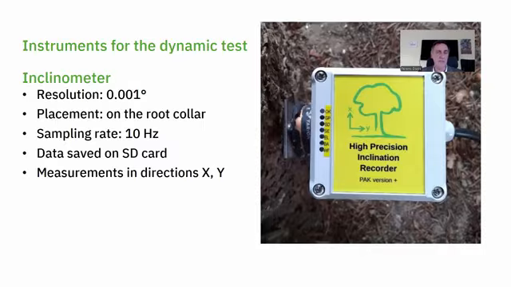Here you see the inclinometer. You see exactly the identical inclinometer in the case of the pulling test. High resolution, 1 millidegree resolution, sampling rate 10 Hertz, data saved on an SD card. A very large amount of data can be saved. I mean, a whole year can be placed on the SD card. And we have two sensors, one in the X and the other in the Y direction.